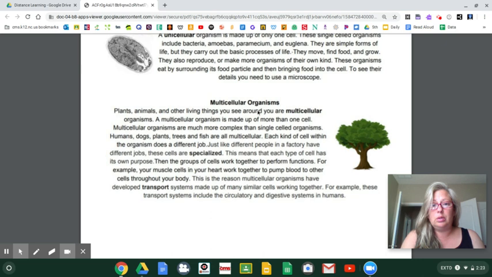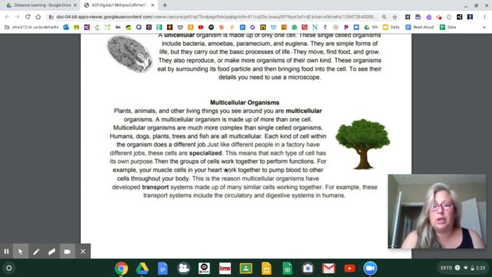Multicellular organisms. Plants, animals, and other living things you see around you are multicellular organisms. A multicellular organism is made up of more than one cell. Multicellular organisms are much more complex than single-celled organisms. Humans, dogs, plants, fish, trees are all multicellular. Each kind of cell within the organism does a different job, just like different people in a factory have different jobs. These cells are specialized. This means that each type of cell has its own purpose.